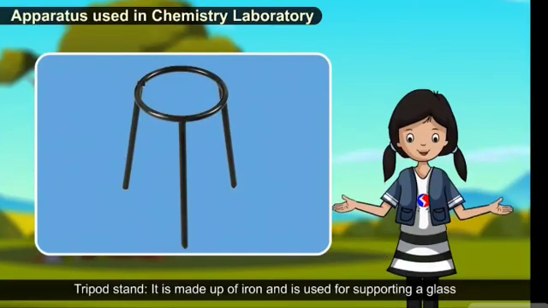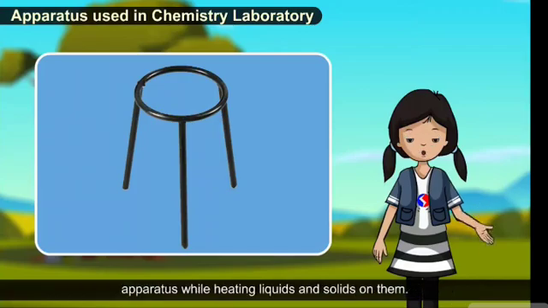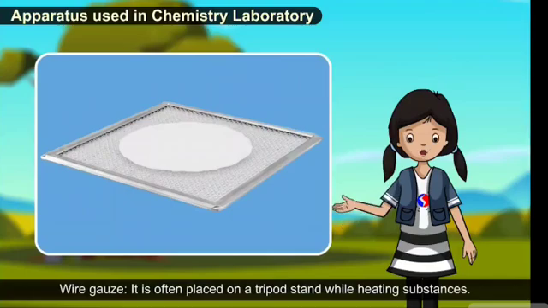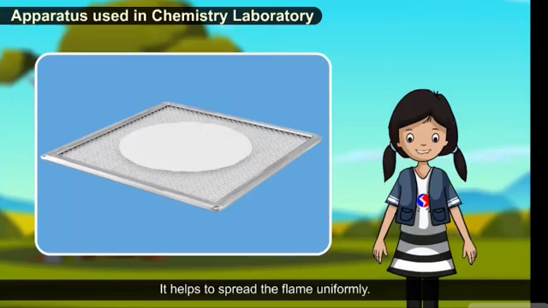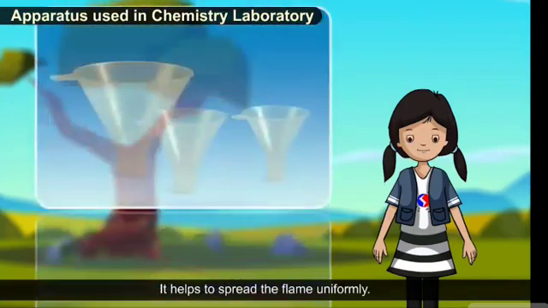Tripod stand. It is made up of iron and is used for supporting a glass apparatus while heating liquids and solids on them. Wire gauze. It is often placed on a tripod stand while heating substances. It helps to spread the flame uniformly.